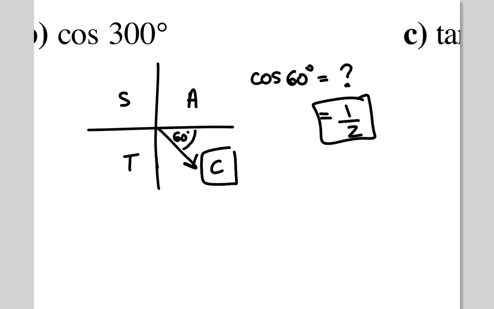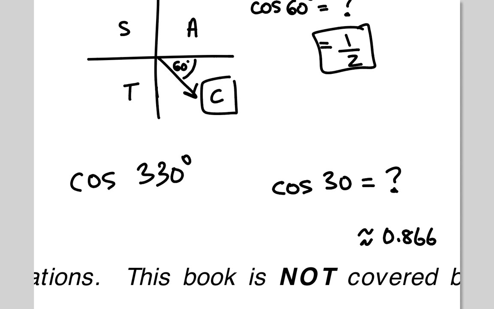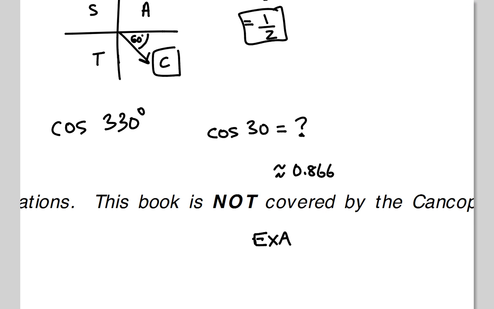But what if it wasn't 300? What if it was 330, and the reference angle was 30? So write this down: cos 330. Now the reference angle is 30 this time, so you go cos 30 in your calculator. And what does it give you? 0.86 stuff? But you can't communicate 0.866, right? Because it's not an exact value. So we need exact values.